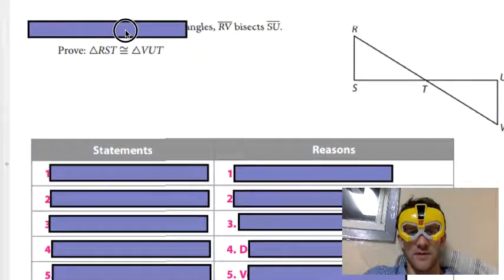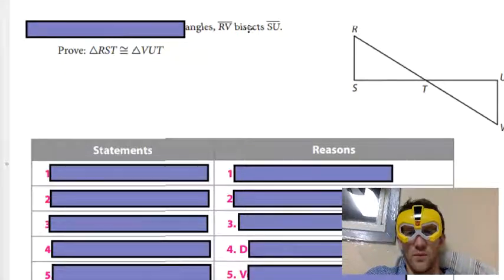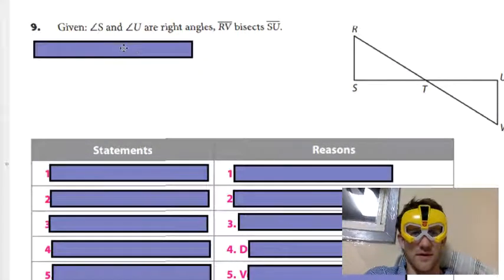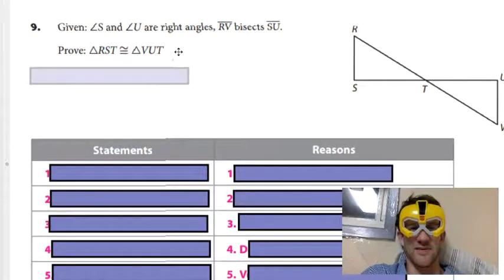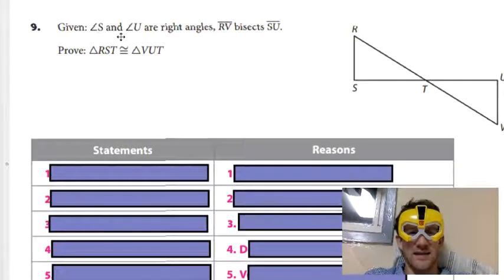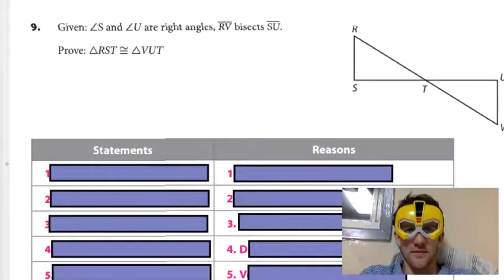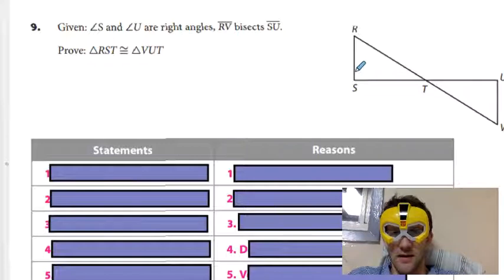I don't know why I covered this up. What given information will there be? Oh, I think I was supposed to cover that. Okay, doesn't matter. We have angle S and angle U are right angles. Again, I'm going to mark it. Angle S and angle U are right angles.